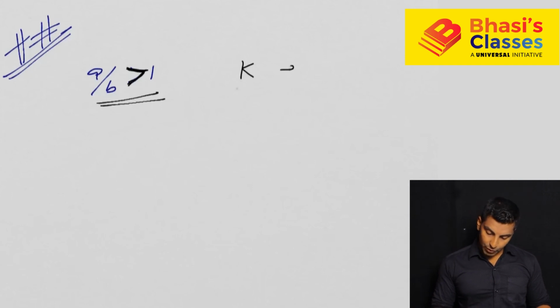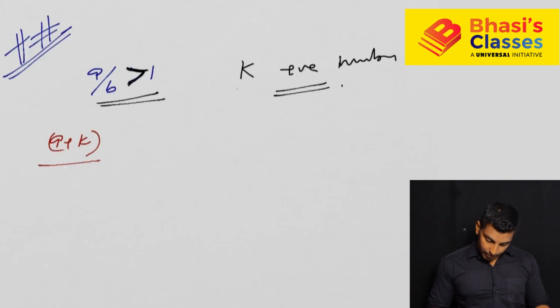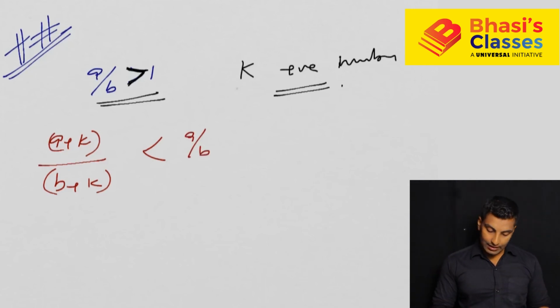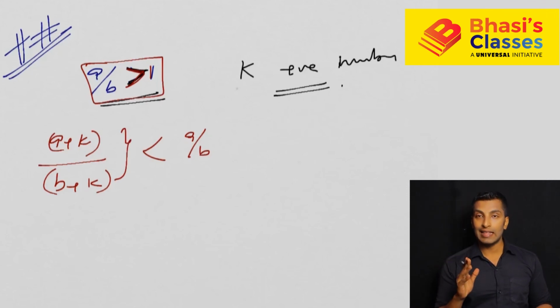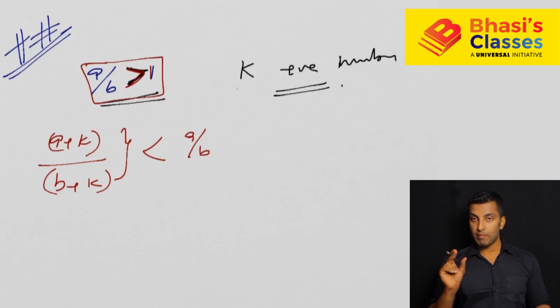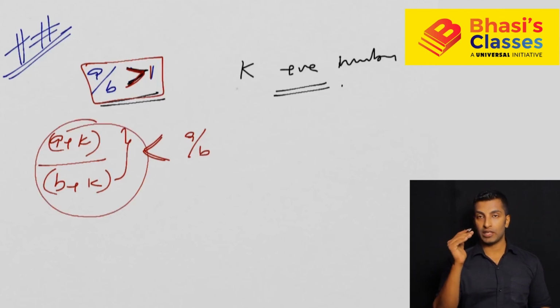And let's suppose k is a positive number. Now let's take the situation a plus k divided by b plus k. It will be less than a by b. So what we said is, this ratio is greater than 1. Then any positive number you add to a and the same positive number you add to b, that will be less than the ratio. So remember, you are adding a positive number, but still you are getting a lesser number than the ratio.